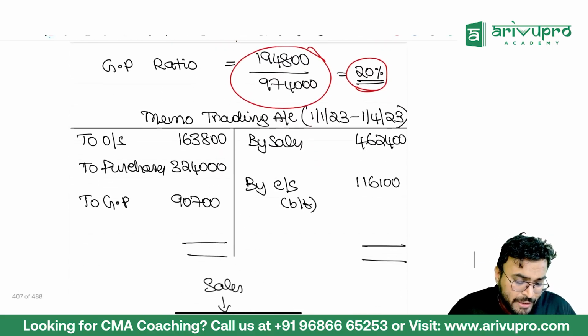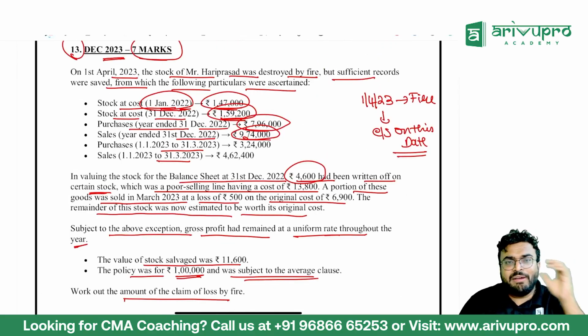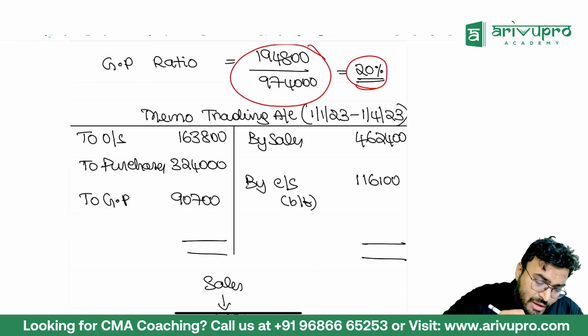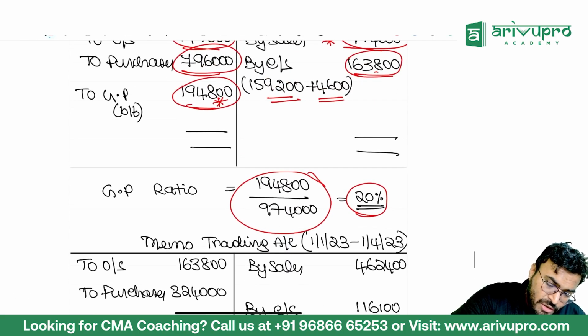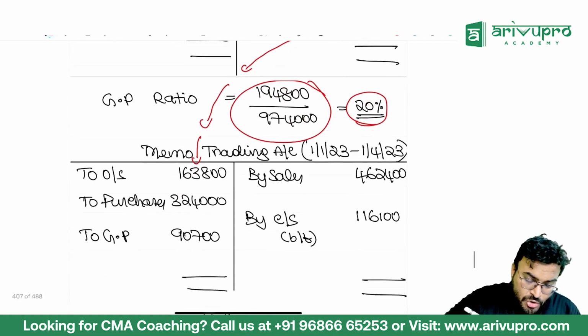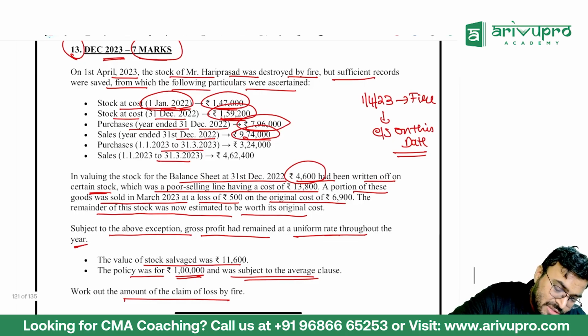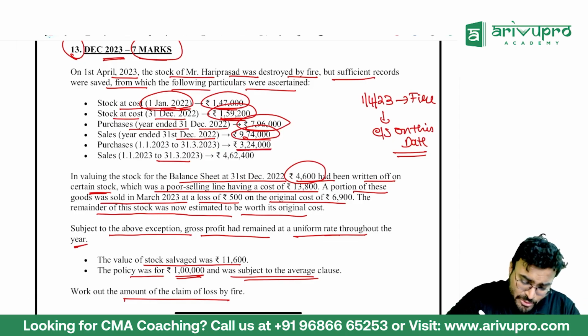Clear? Now you prepare the memorandum trading account from the starting of the year till the date of fire. Last year's closing stock will be this year's opening stock. Opening stock is 1,63,800. What is the purchases till the date of fire? 3,24,000.